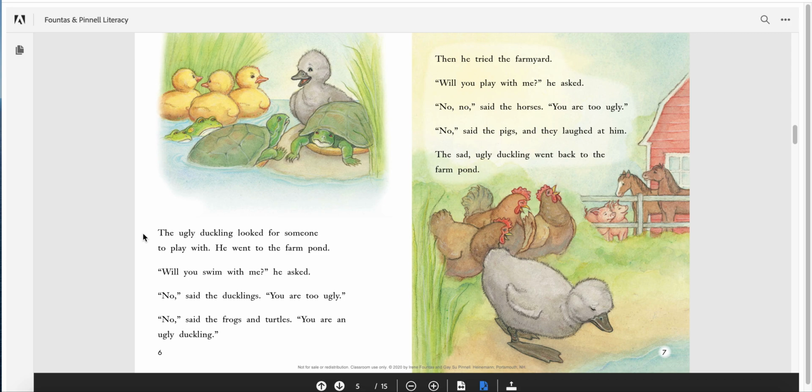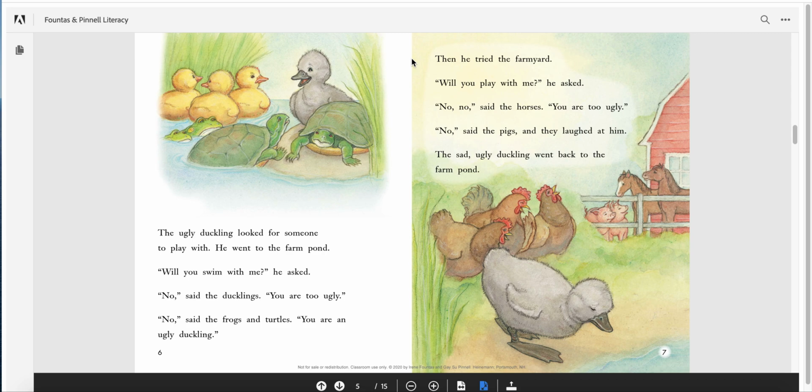The ugly duckling looked for someone to play with. He went to the farm pond. "Will you swim with me?" he asked. "No," said the ducklings, "you are too ugly." "No," said the frogs and turtles, "you are an ugly duckling." How do you think the new duckling is feeling? I bet you can guess.